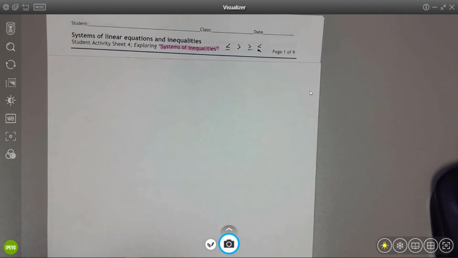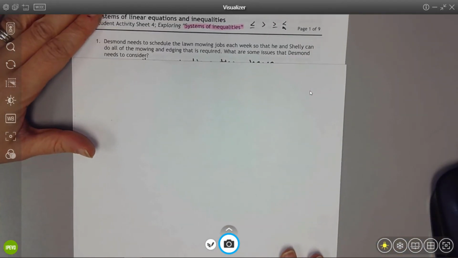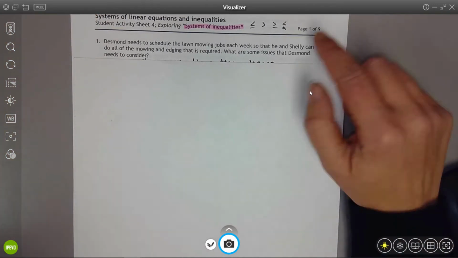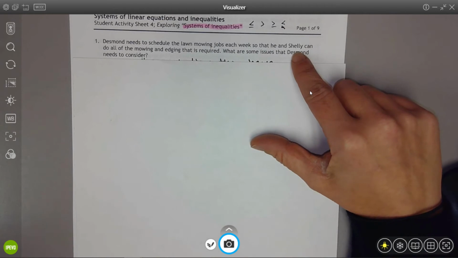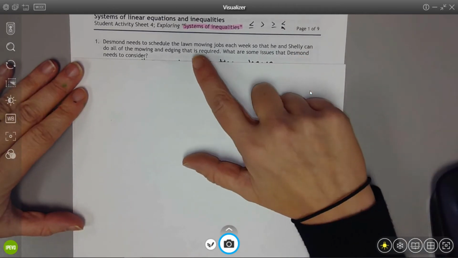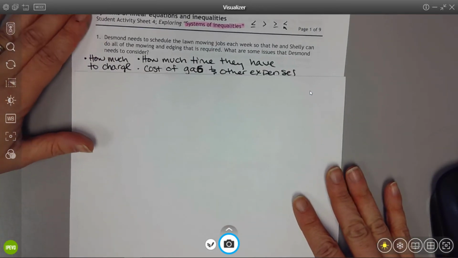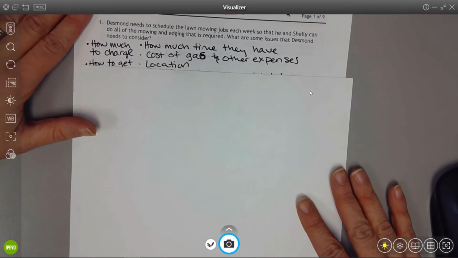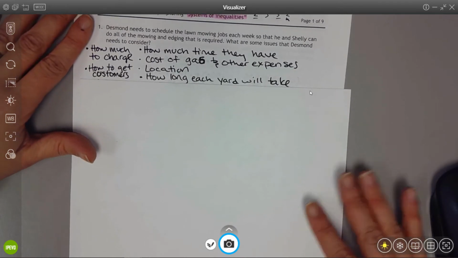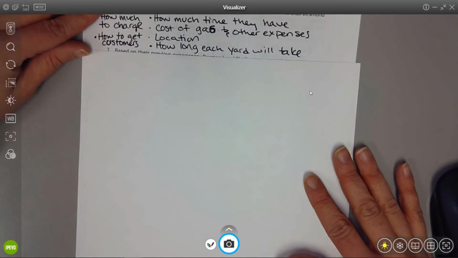We're going to use Desmond again since we've been with his lawn mowing business now for a while. Desmond needs to schedule his lawn mowing jobs each week. He and Shelly have to do mowing and edging. So there's some things we need to consider: how much time they have available, the cost of gas and other expenses, how much to charge, how to get their customers, location, and how long it takes to do each yard.